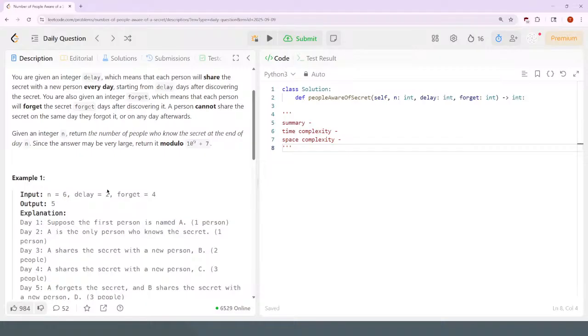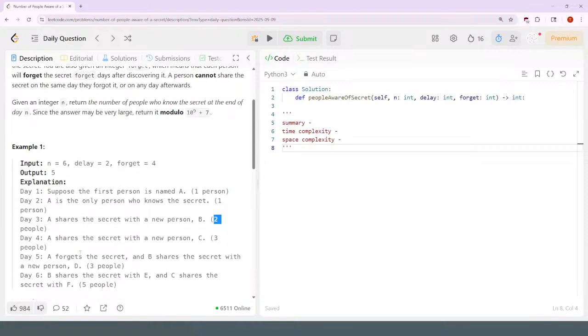So 1 plus the delay is 3, and that one person shares that one secret. And then day 4, that's still going to be another 1. So it's now 3 people. Day 5, the 2 people from day 3 will share the secret. So it's another 3 people. No? Oh. Is it forget before? Yeah, so between day 4 and day 5, the first person forgot it, so it went down to 2.